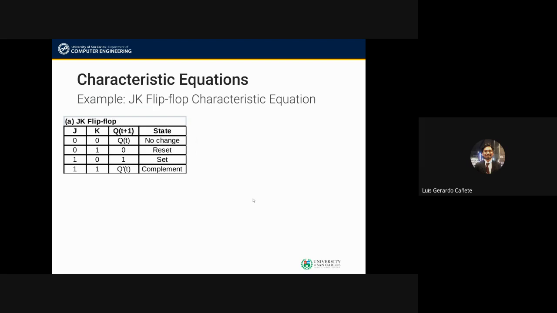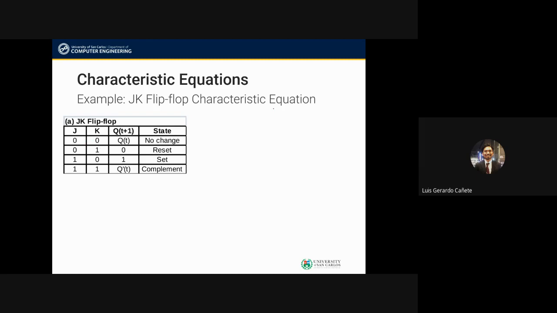So characteristic tables, once again, are what we use to define what a flip-flop does. Okay, so the next thing that we need to talk about are characteristic equations. Characteristic equations are sort of like logic functions or algebraic expressions that tell us how Qt plus 1 is related to Qt and J and K.